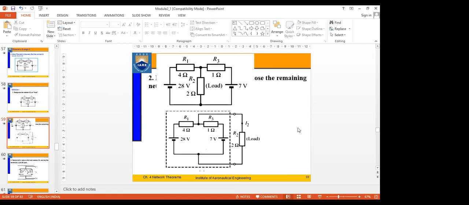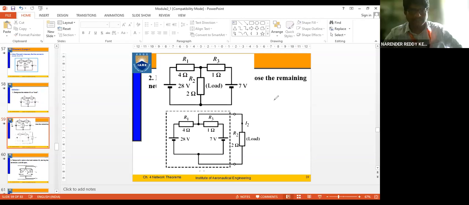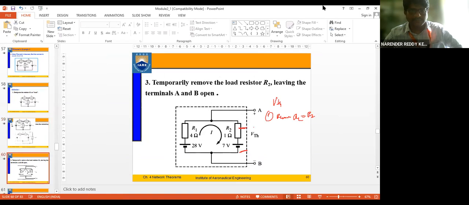What's the first thing we have to do when it comes to finding VTH? Open this and remove RL. We are considering R2 as RL, so we remove it. How will the circuit be now? Once I remove it, the circuit becomes like this. Now we have to find the value across A and B.